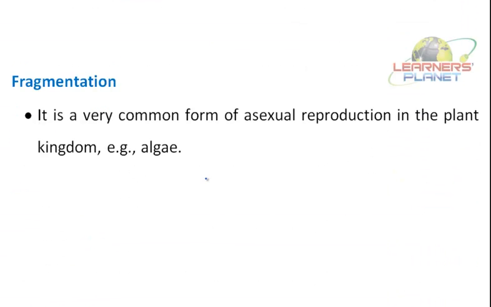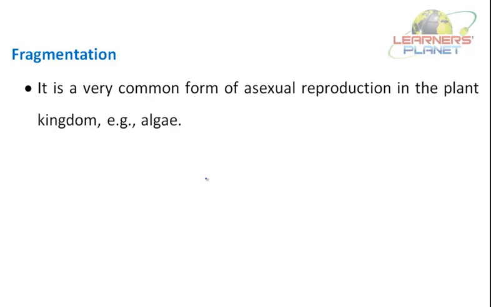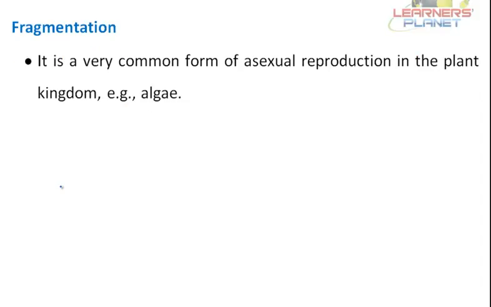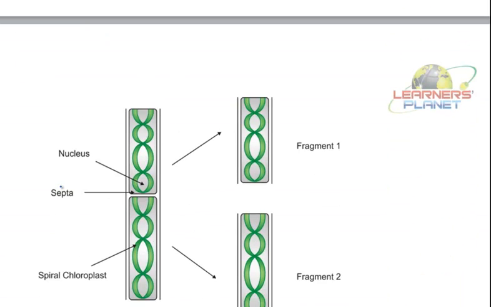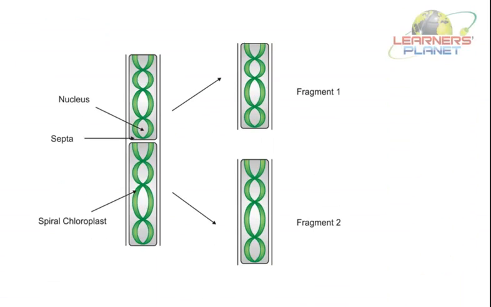The second common form or the simplest form of reproduction, asexual reproduction in plants, is fragmentation. Now see, students, fragmentation is a very common form of asexual reproduction in the plant kingdom. For example, in algae we can see this. Also we can see this in Spirogyra.